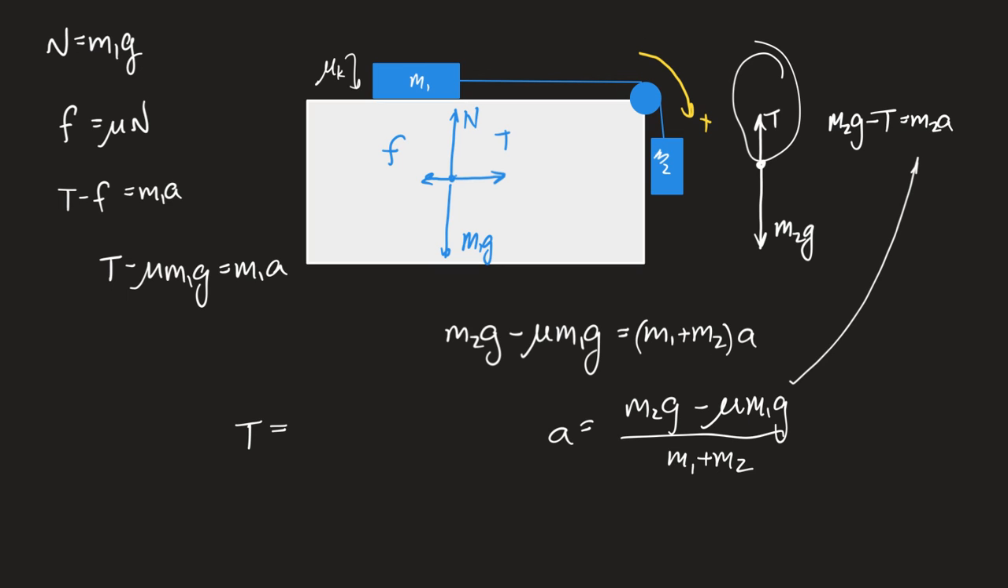Because if it's accelerating downwards, then M2G is greater than tension. If it moves at constant velocity, then M2G should equal the tension. And if it's slowing down, then tension should be greater than M2G. This expression should show that. You should find that expression. You should do the substitution and work it out.